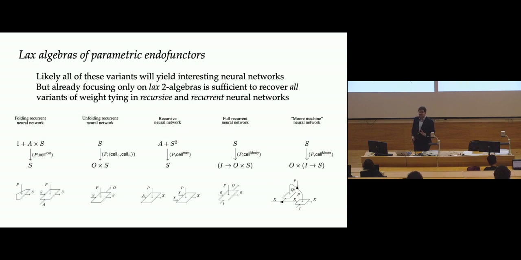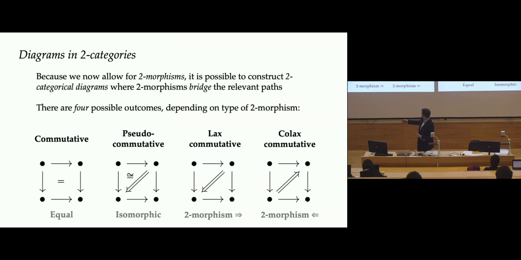And we are reasonably certain that all four of these types of diagrams will yield interesting architectural rules and interesting neural network architectures. But in the paper that we just now released, we only focused on the lax commutative algebra homomorphisms. So we take the diagram for the usual endofunctor algebra homomorphism, but we add the constraint that these paths don't have to be equal, but there just has to be some two-arrow reparametrizing the functions from here to here, right?